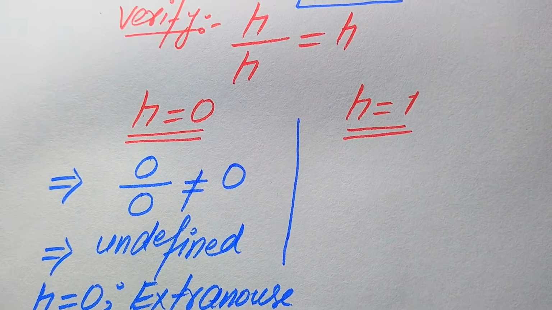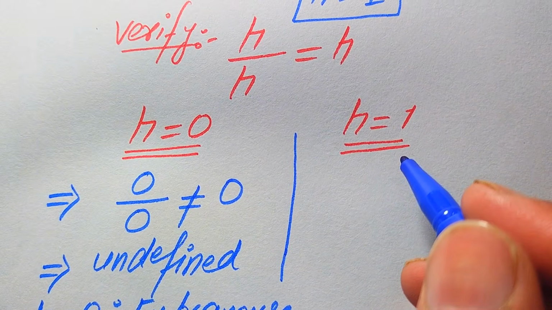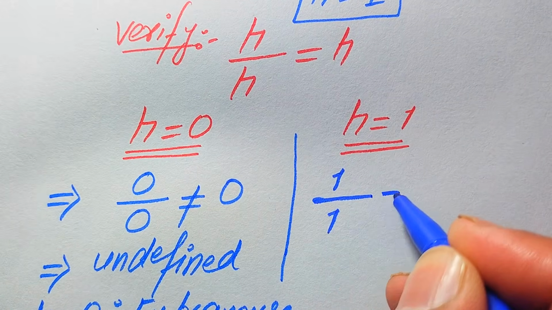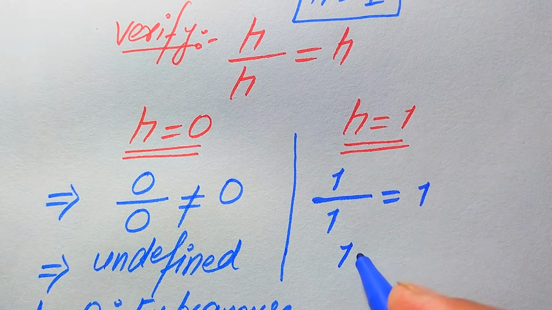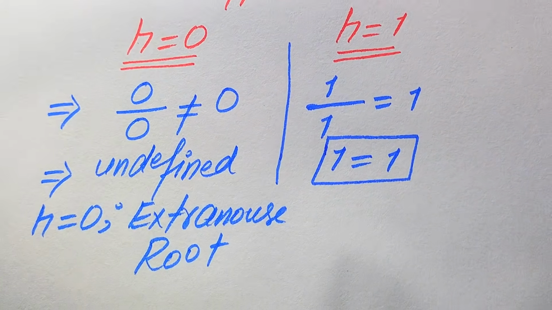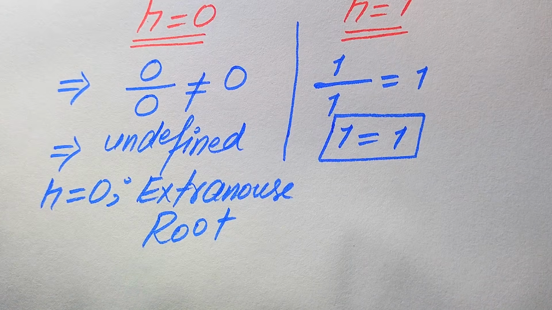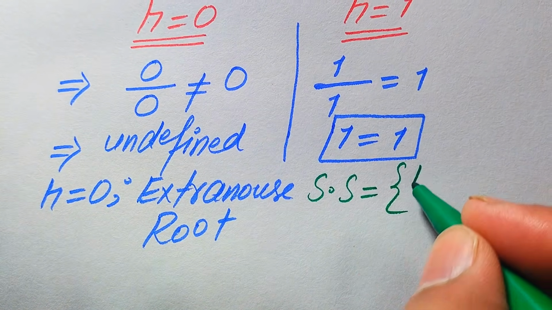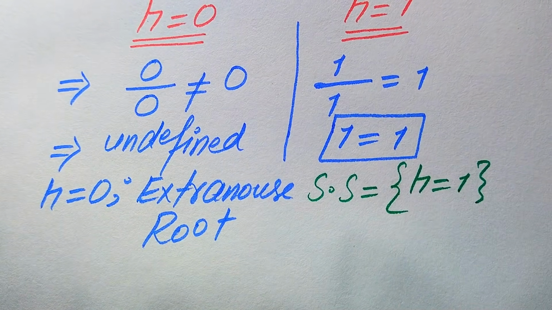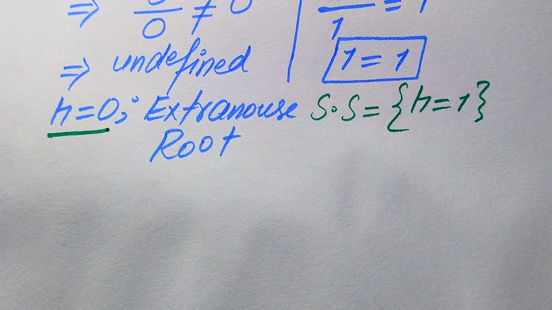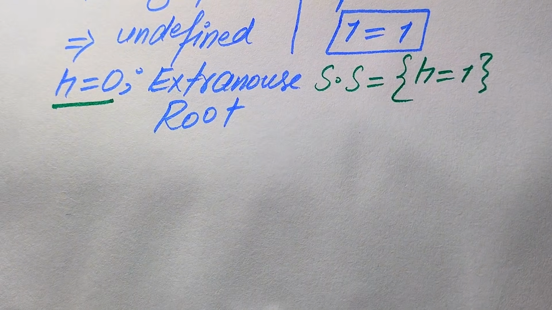Now we move towards our second root, and we substitute this value of h on both sides, and it will be written as 1 divided by 1 is equal to 1, and you clearly see here 1 equals 1. This shows that both sides are equal. It means that h equals 1 satisfies our given question statement. Finally we have the solution set of this problem: h equals 1. So this is the only solution, and h equals 0 is the extraneous root, and this is the final answer which we get here from the first method.